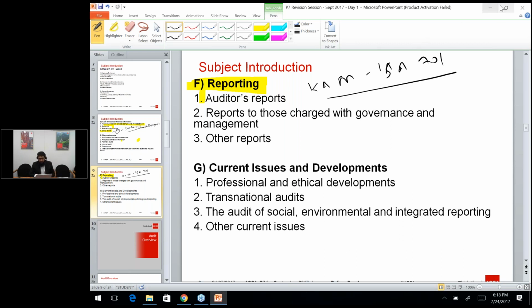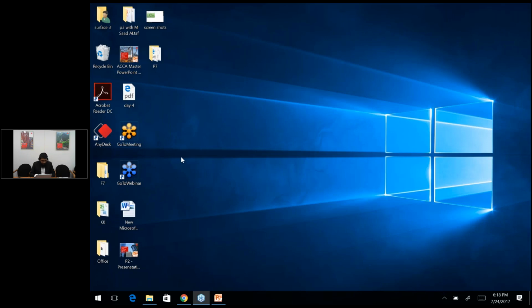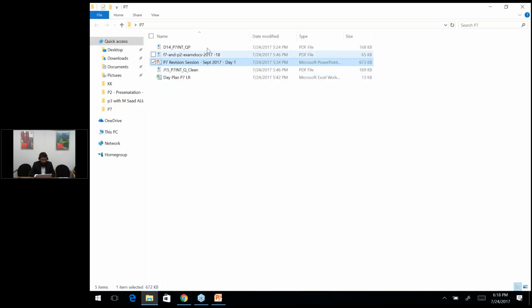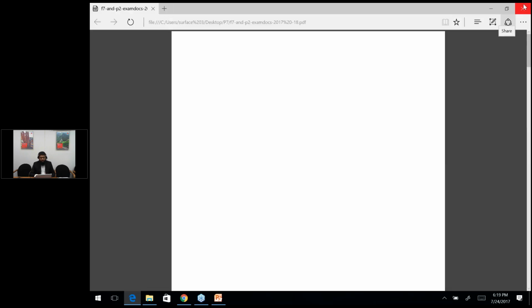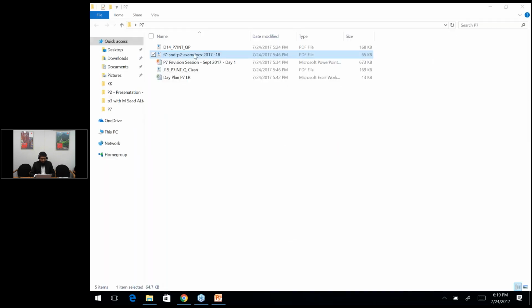For a few of you, I did mention that accounting standards are very important for this paper P7. What I'm going to do is share a file with you which covers the examinable documents of paper F7 and paper P2. At times, students have an ambiguity about which accounting standards could be examined and which won't be examined.